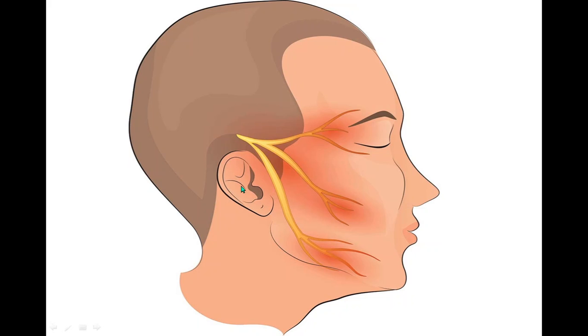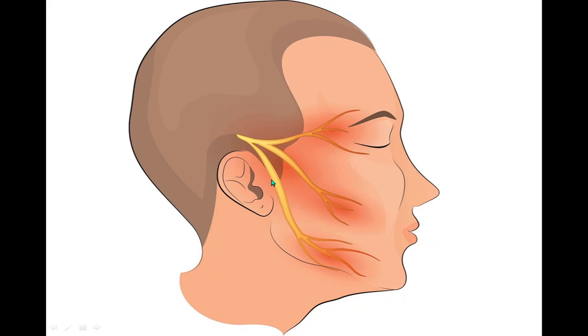In this picture you can see all three divisions of the trigeminal nerve. The redness shows the pain the patient experiences in their areas of distribution. So what exactly is the treatment aspect? The treatment is to block these nerves.